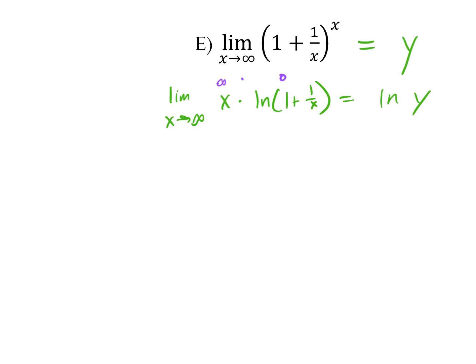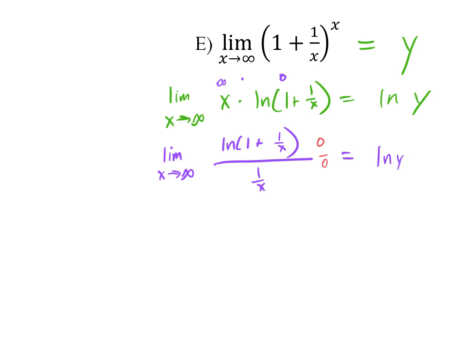But anytime we have 0 times infinity or vice versa, you can rewrite it. So we are going to rewrite it. We are going to call this left-hand side the limit as x approaches infinity of the natural log of 1 plus 1 over x, over 1 over x. It's still over 0 though, right? Now what do I have? 0 over 0.